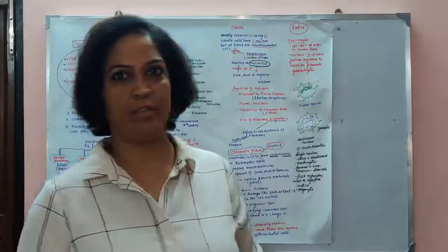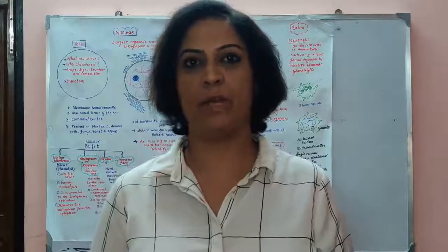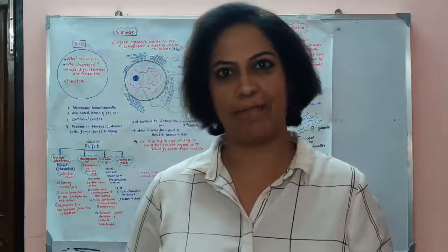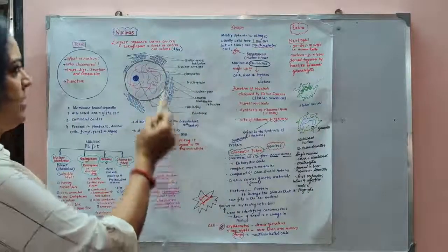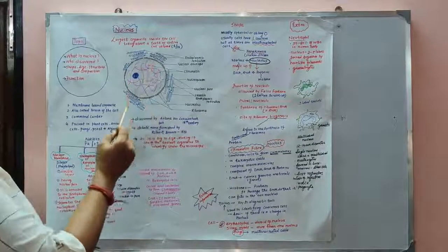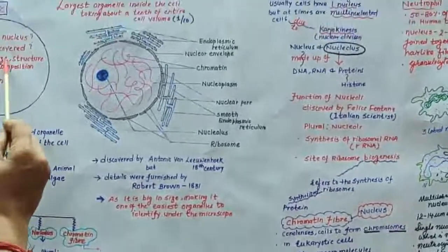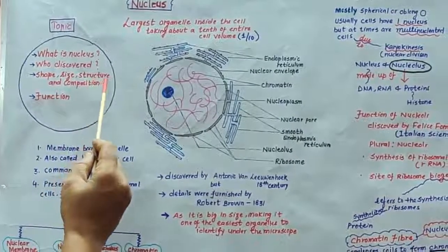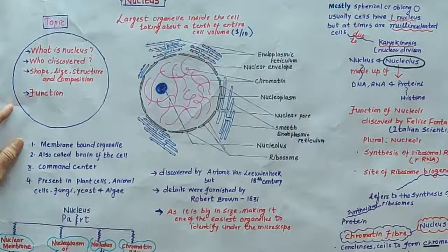Nucleus, which is one of the important cell organelles. And this video I have made exclusively for standard 6 and 7. Let's see. As you can see the diagram, this is the diagram of nucleus. Now what I am going to discuss: what is nucleus, who discovered nucleus, what are the shapes, sizes, structure and composition and function of nucleus.